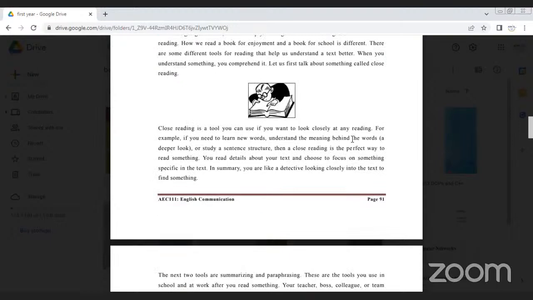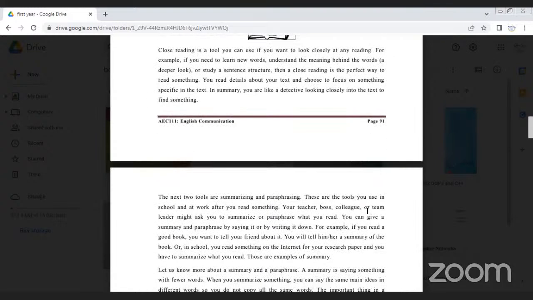Close reading is a tool you can use if you want to look closely at any reading. For example, if you need to learn new words, understand the meaning behind the words, or study a sentence structure, then close reading is the perfect way to read something. You read details about your text and choose to focus on something specific in the text. In summary, you are like a detective looking closely into the text to find something.